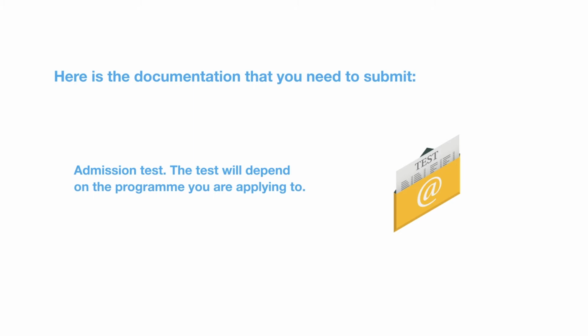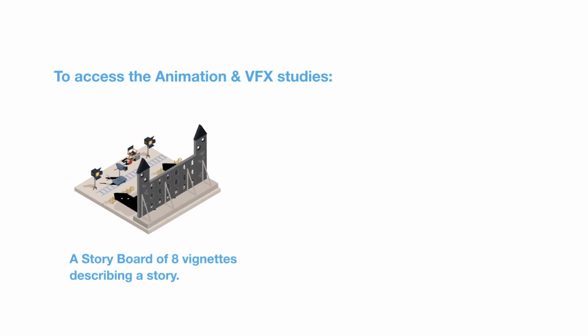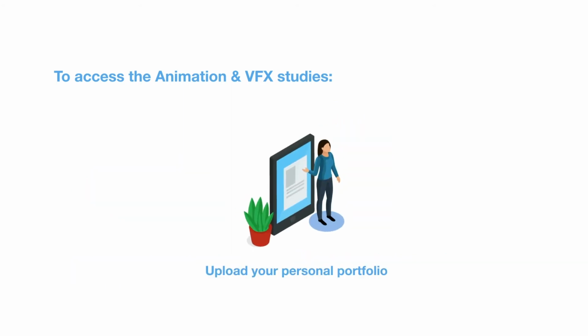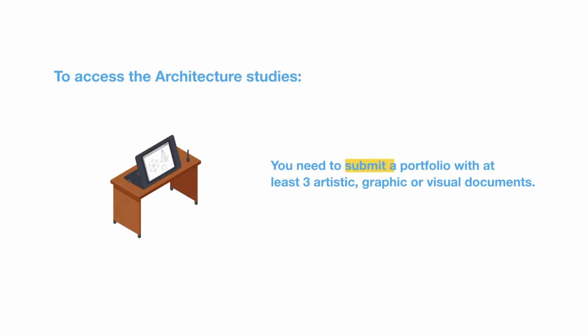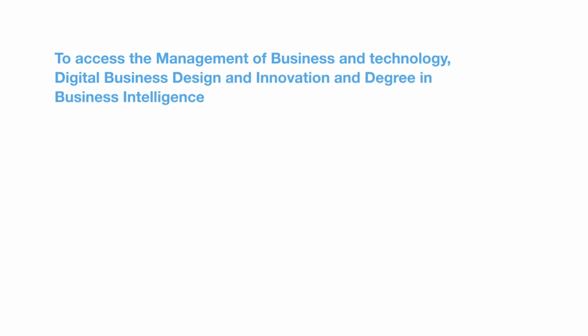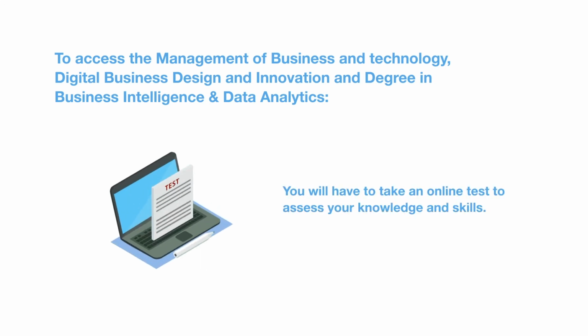Admission test. The admission test will depend on the program you are applying to. Animation and visual effects: you need to upload a storyboard of 8 vignettes describing a story and define an original character. You can also upload your personal portfolio. Architecture studies: you need to submit a portfolio with at least 3 artistic, graphic, or visual documents, such as designs, drawings, collage, pictures. Management of Business and Technology, Digital Business Design and Innovation, and a degree in Business Intelligence and Data Analytics: you will receive via email the link for an online test to assess your knowledge and skills.